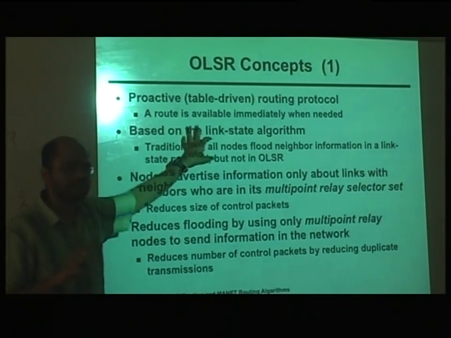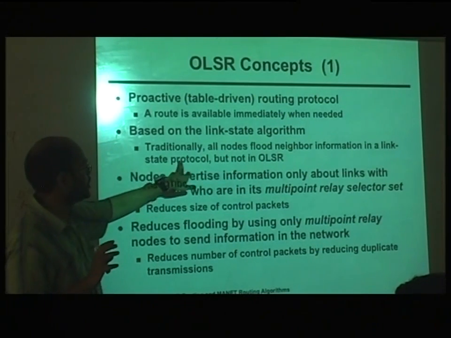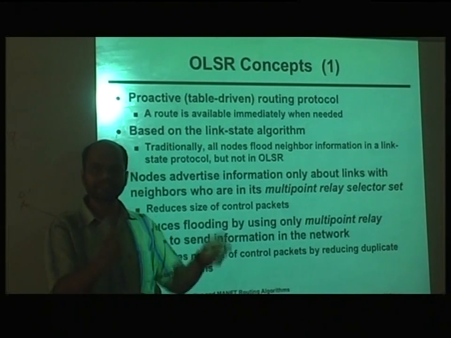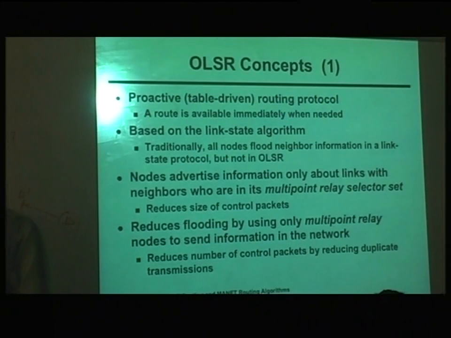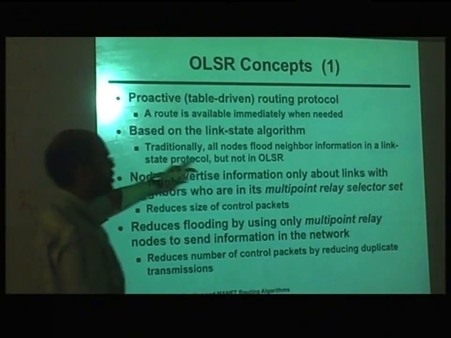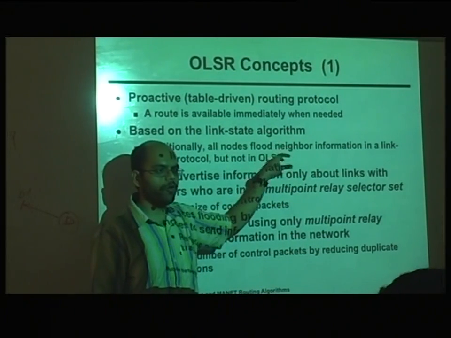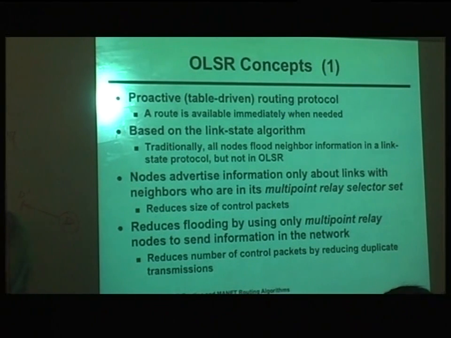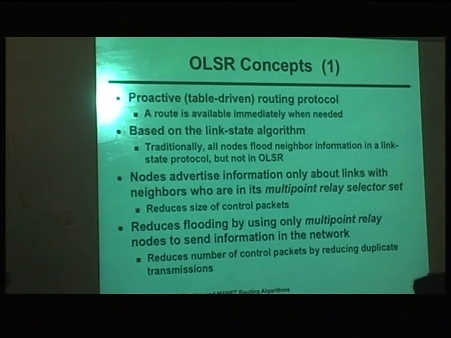Traditionally, if you just use the same algorithm, all nodes will flood neighbor information in the link state protocol. If you look at the standard link state, everybody is sending this information to everyone: this is the network, this is the network. This will create too many packets in OLSR because this is all flooding. So we want to optimize this. We don't want this information to go everywhere. How can you minimize this?